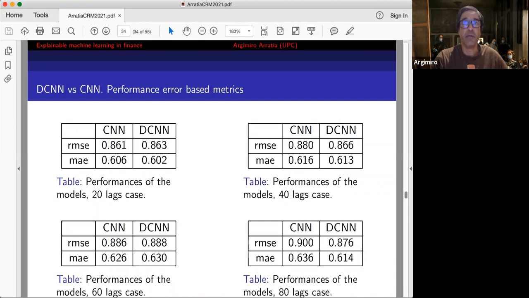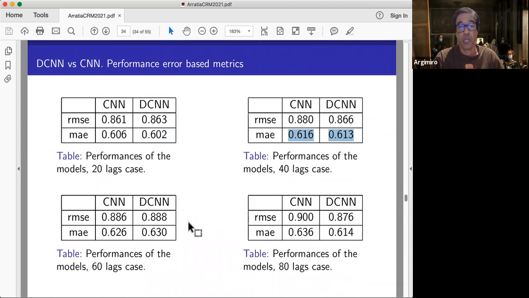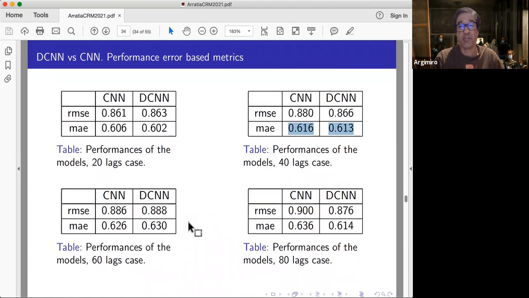Again, with respect to performance errors, you see from the root mean square error or the mean absolute error that they're pretty close. Again, they seem to perform the same. So if you do this test, you really have a hard time saying that the dilated CNN has done any good. The dilation has improved the model just by a little bit.